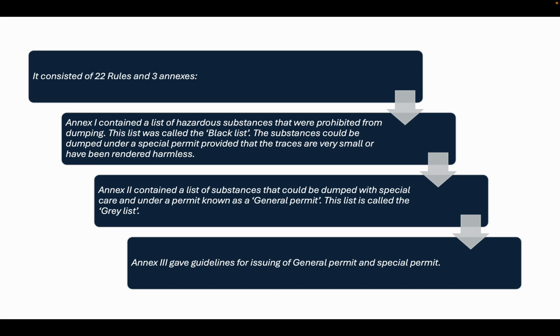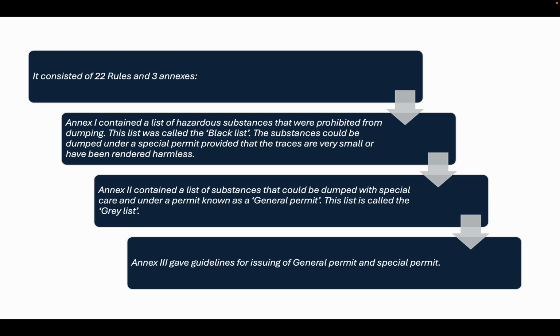Okay, and the gray list substances in Annex 2 are not very hazardous compared to the blacklist, so they can be dumped, but they need a general permit. So Annex 1 and Annex 2 are clear. Annex 3 gives the guidelines for issuing the general and special permits. This is quite simple.